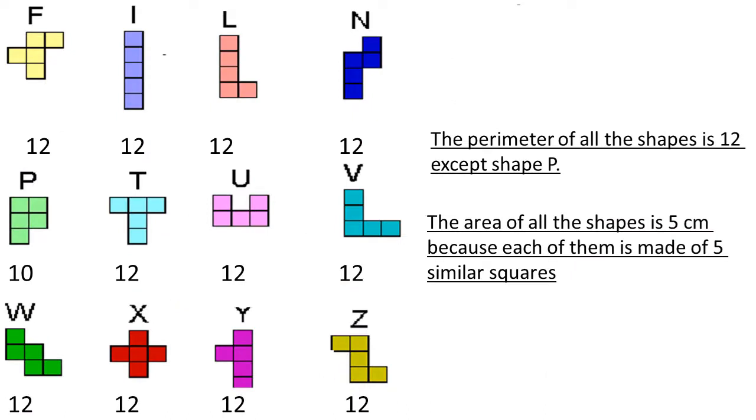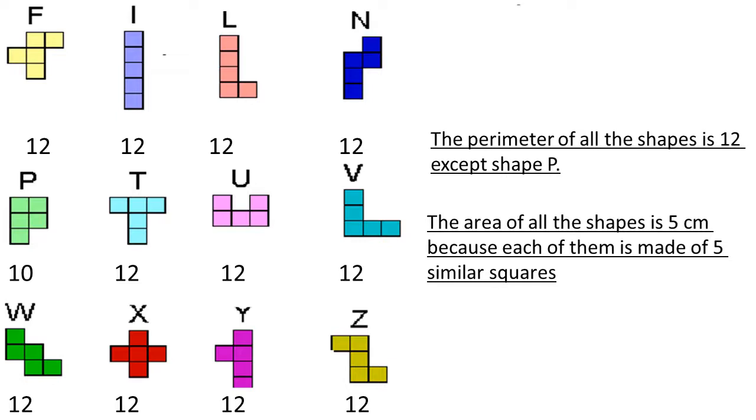Okay, now on screen you can see the same pentominoes are here. There are 12 pentominoes, and you are seeing some numbers, 12, 12, 12, all these things. So what are these? See, these numbers written below these pentominoes are nothing but the perimeters of each pentomino shape. You might find all are 12 except one, that is 10. So basically it gives us the idea that the perimeter of all the shapes is 12 except shape P.